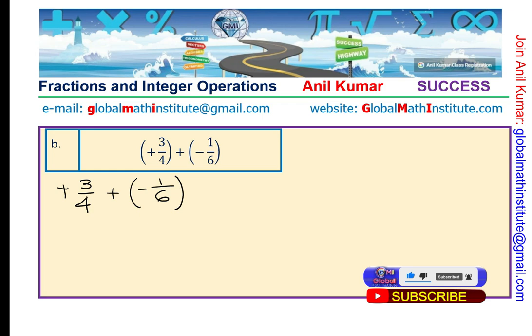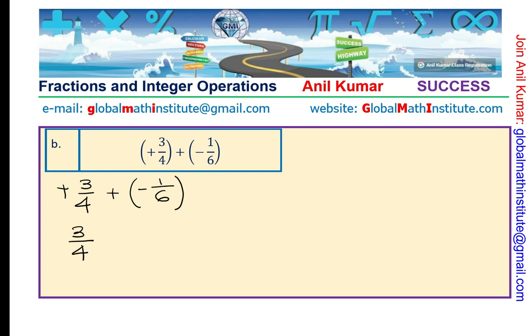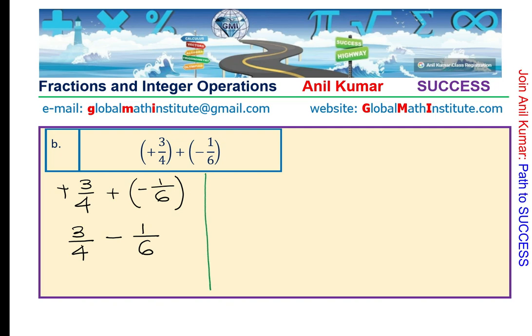Okay, great. Now, we can actually open this bracket and rewrite this expression as 3 over 4, positive, no need to write, and plus and minus when you multiply gives you negative. That is what we learned in integers, right? So we are now using both the concepts we learned earlier. And now we have 3 by 4 minus 1 over 6. Next step is to have a common denominator.